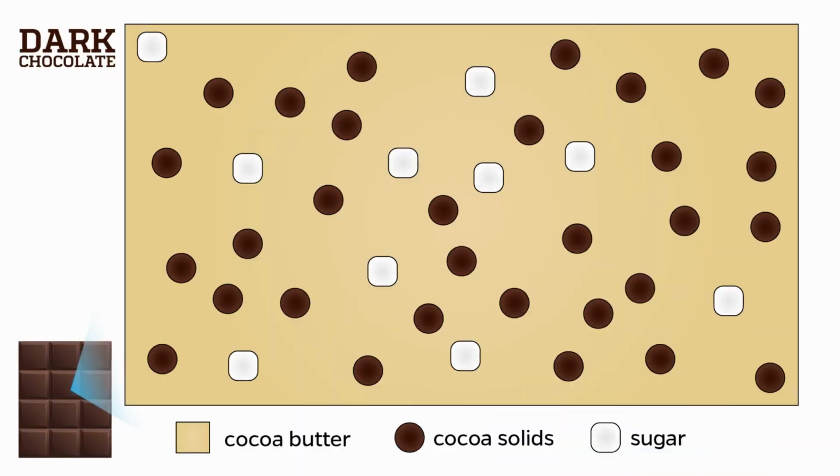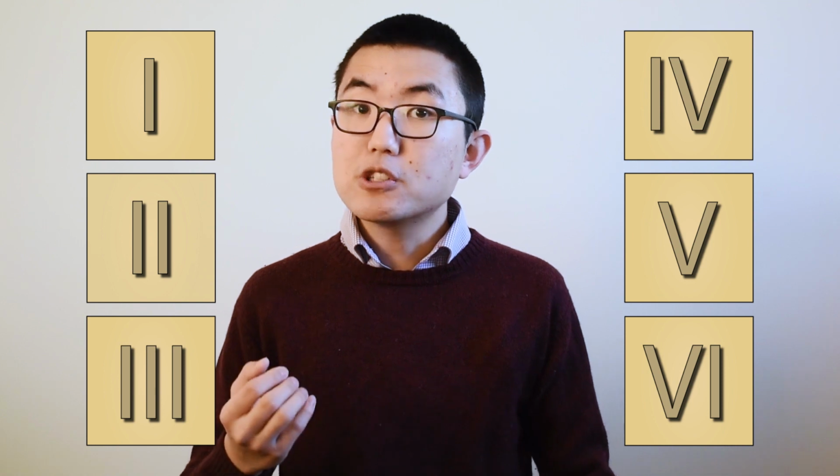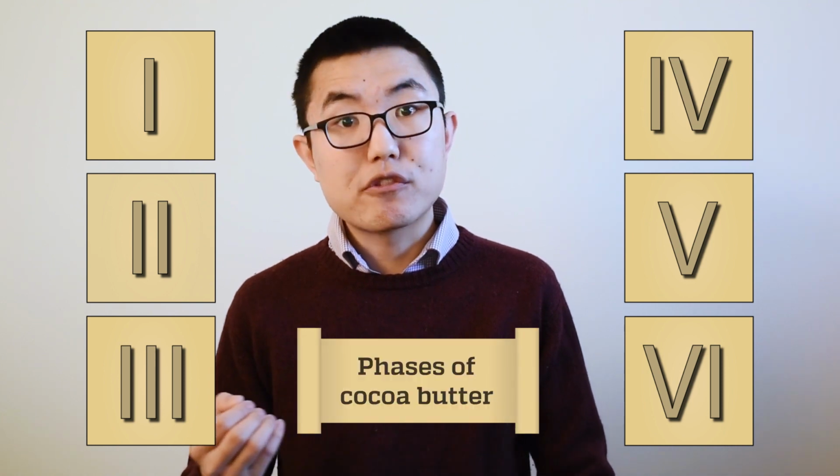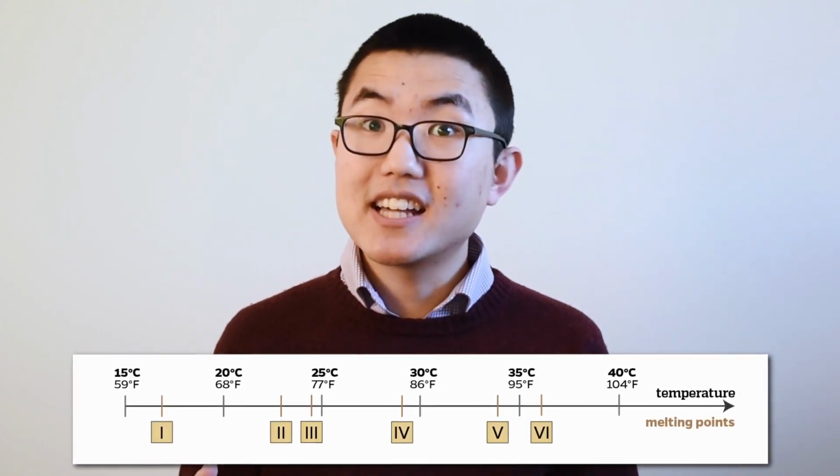In our video on the crystal structures of chocolate, we established that chocolate is primarily made of cocoa butter and cocoa solids. We also know that the molecules in cocoa butter can arrange themselves to form 6 different crystal structures, also referred to as phases 1 through 6. These phases have different melting points. Phase 1 has the lowest melting point and phase 6 has the highest.